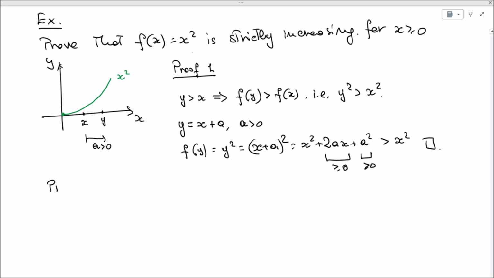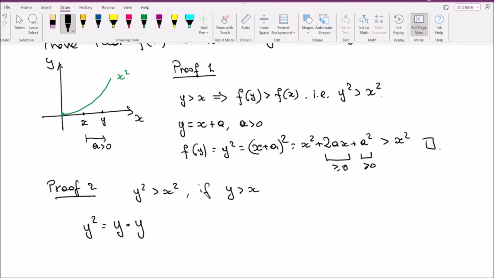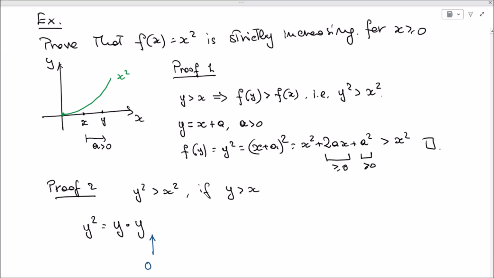But we can also provide another proof of the same fact. Remember that we would like to prove that y squared is larger than x squared if y is larger than x, right? So we can rewrite y squared as y times y. By one of the ordering axioms, in particular OP, remember the OP axiom on real numbers, we know that this is larger than y times x because y is larger than x. But again, reapplying OP, we have that this is larger than x squared, which finally proves the assertion.